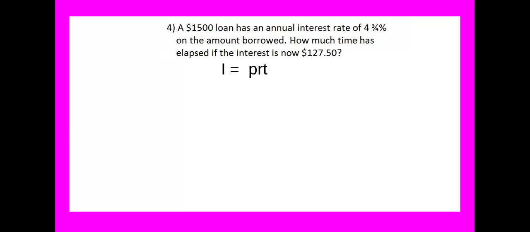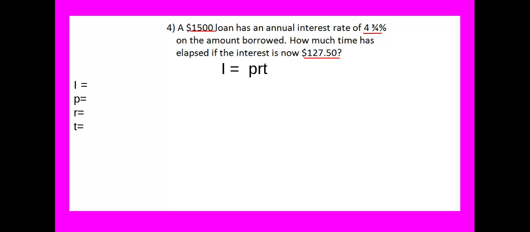Lastly, we're looking at number 4. Number 4 is a little different because in this one, we have a $1,500 loan with an annual interest rate of 4.75% on amount borrowed, but how much time, we're looking for time in this one, has elapsed if the interest is now $127.50.